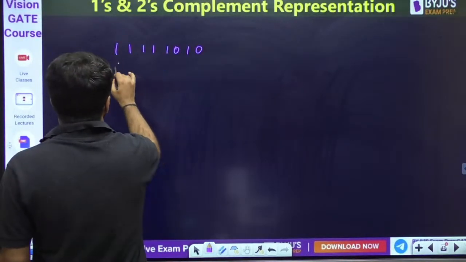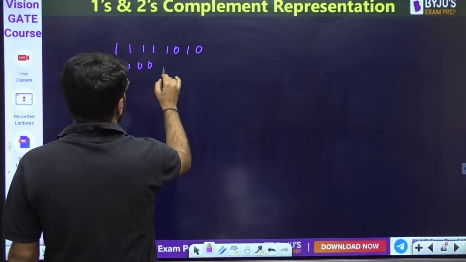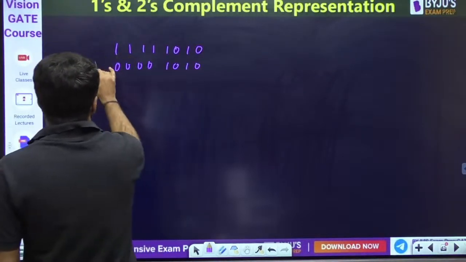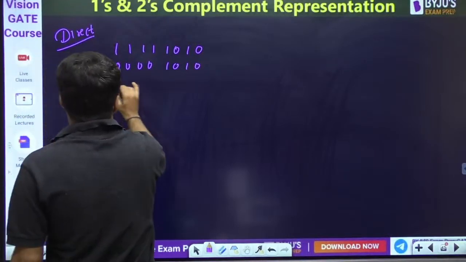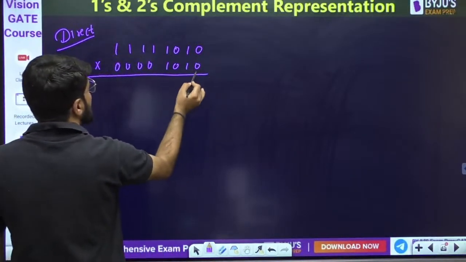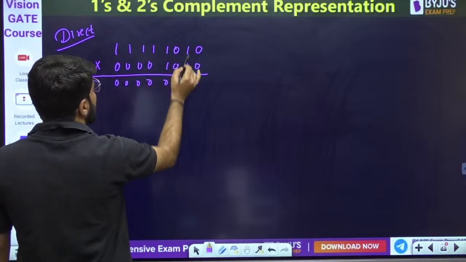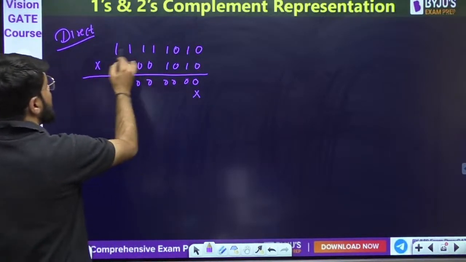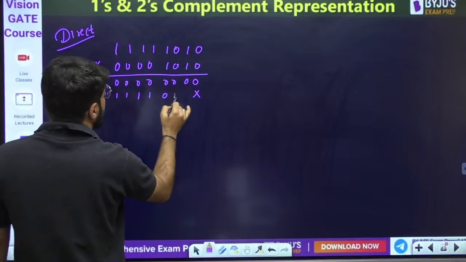A is 11111010 and B is 00001010. This is direct multiplication, like we multiplied in decimal. Multiplication with 0 gives all digits 0. Next, you multiply by 1 with a 1-unit left shift, so that number will be replicated: 11111010.